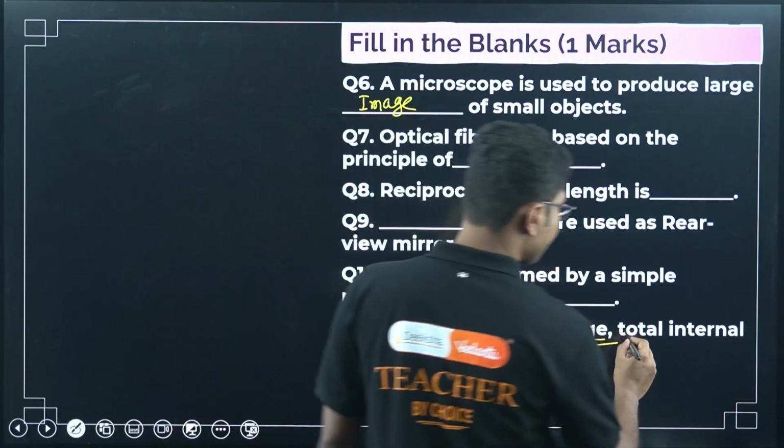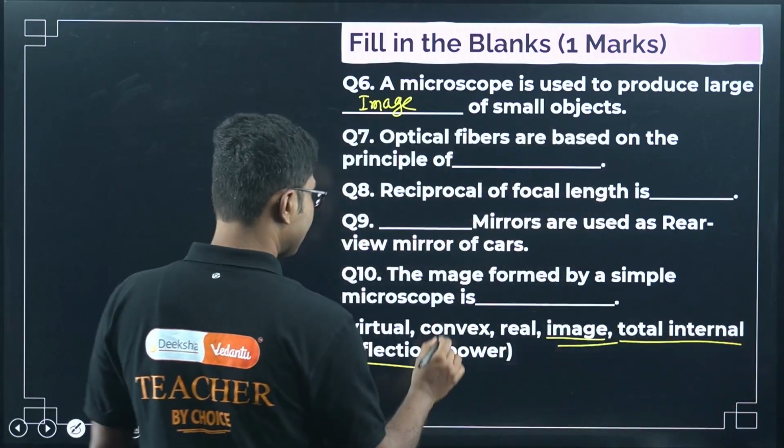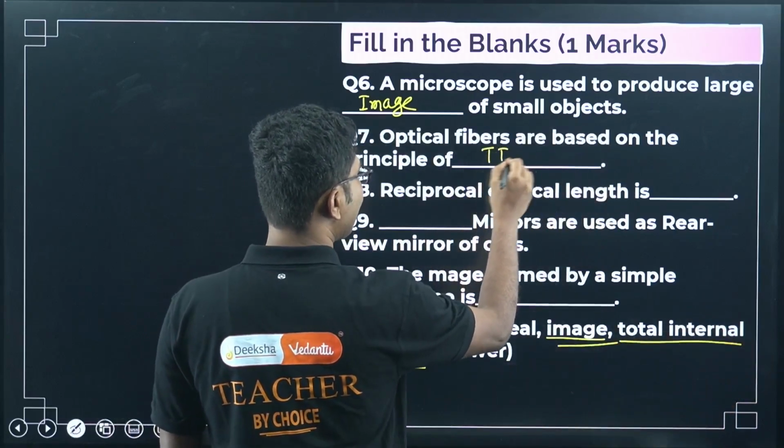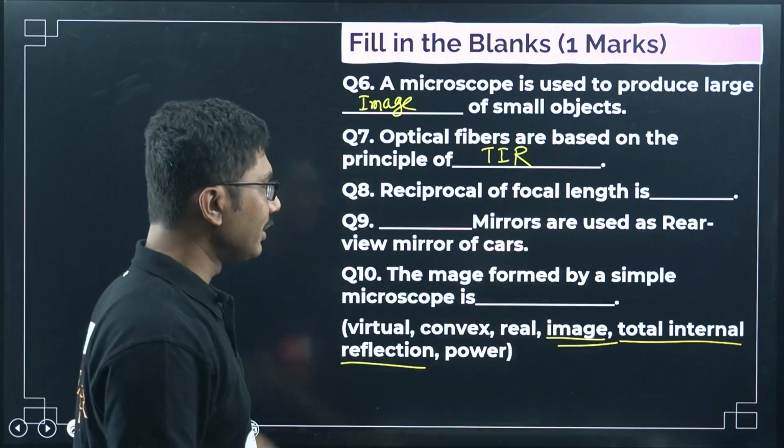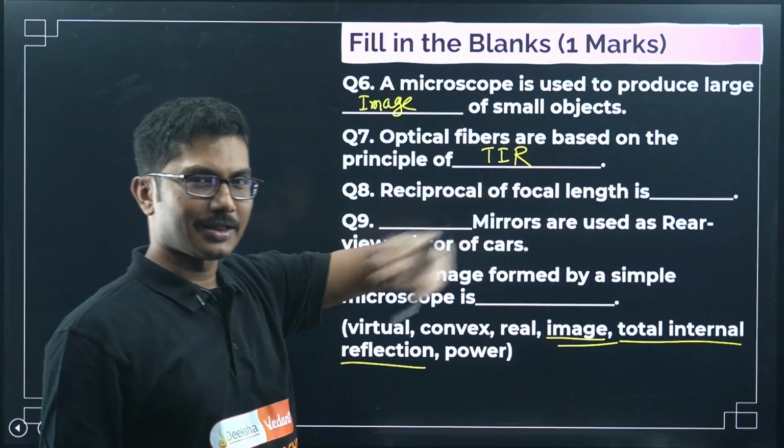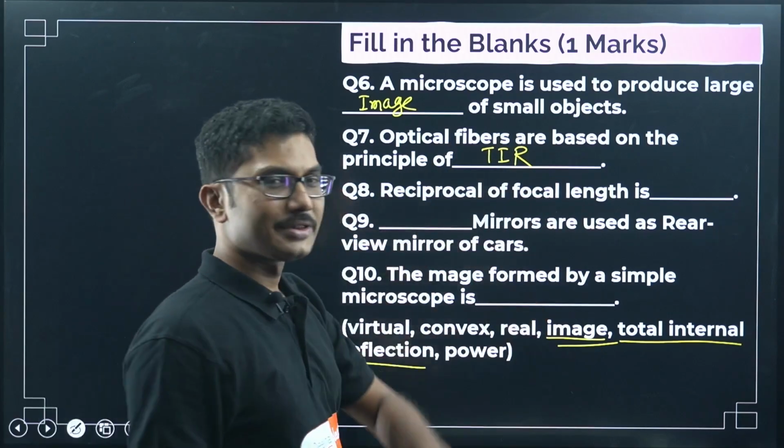So see here the option is given, total internal reflection. You can answer this without even thinking. Okay, you don't need to check the options. First write the correct answer, then you can check whether the option is there or not.